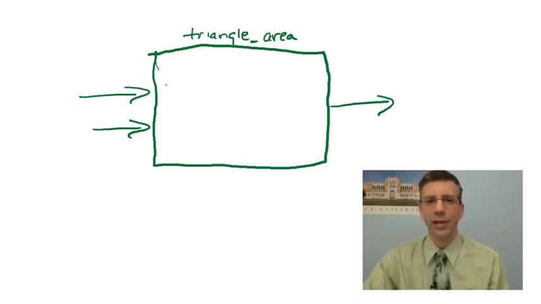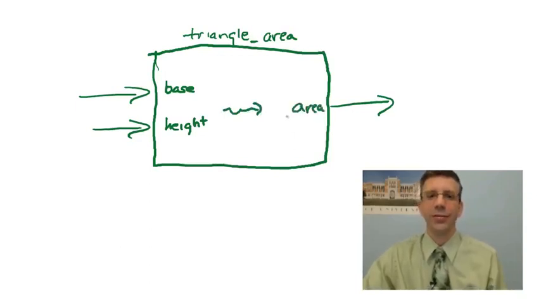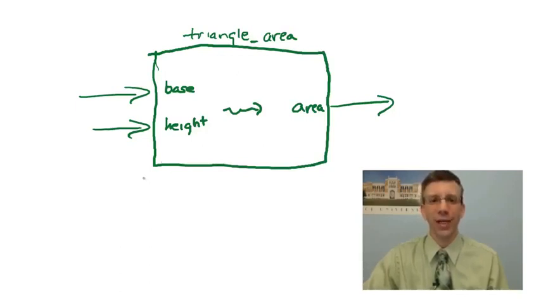Okay, the first input gets named base. The second input gets named height. Something happens here. We create an output. We call it area, and then it goes out. Now, the key point of this is these names, base, height, and area, they only exist inside this box. They only exist inside the function. You don't actually use them anywhere else.